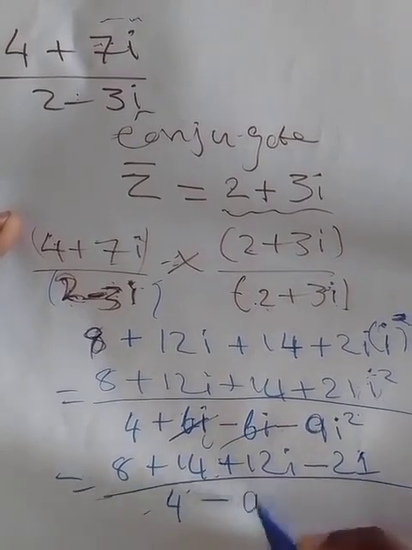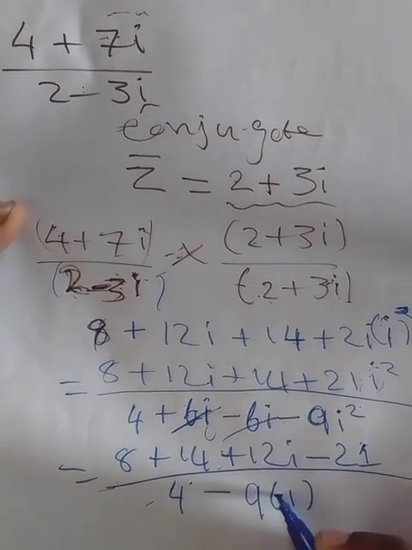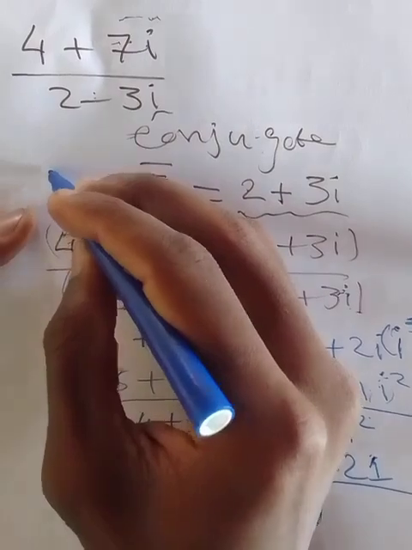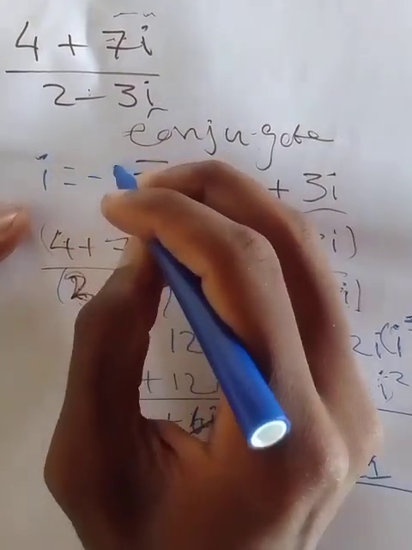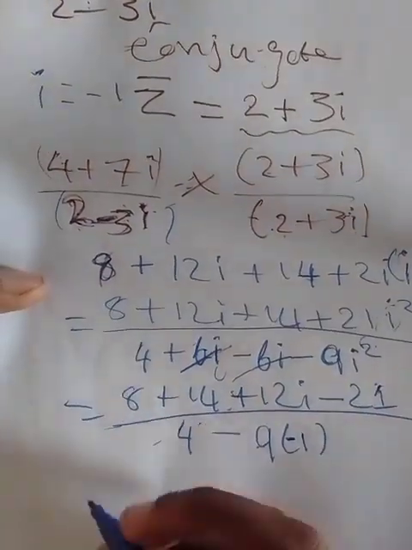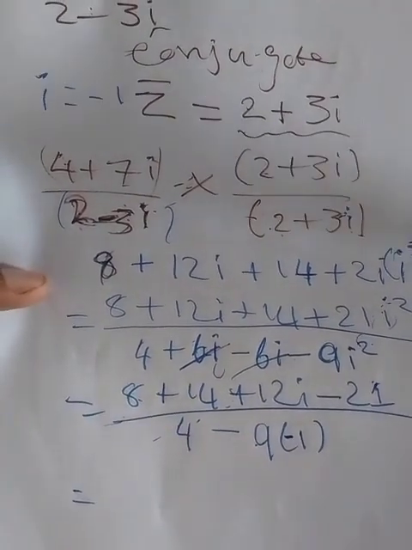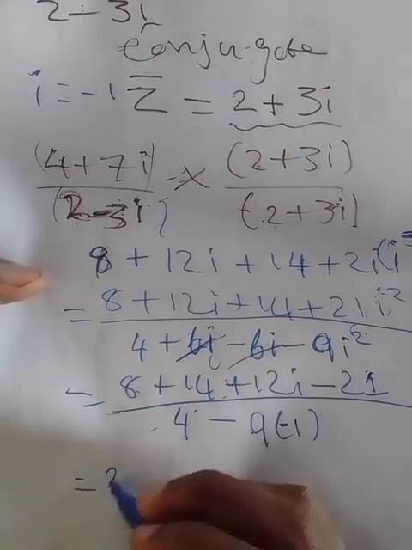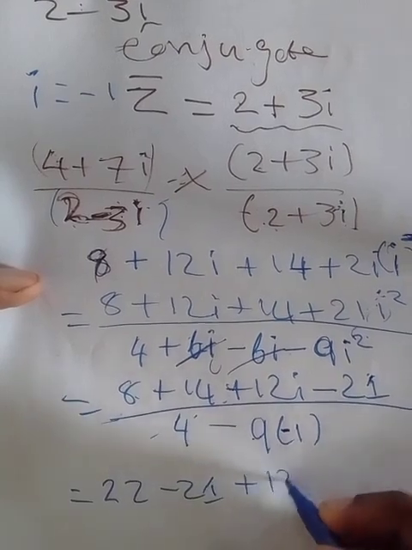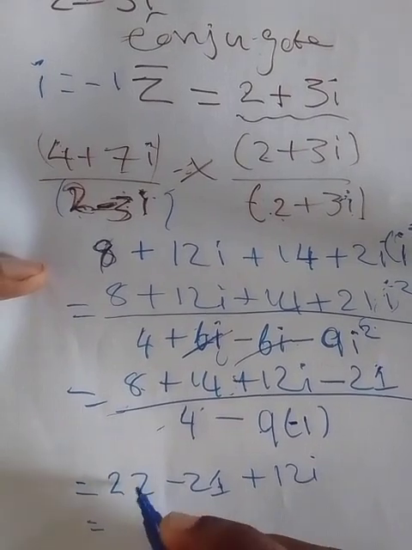As I said, this i squared is replaced with the negative 1. Always remember that identity, very important. Okay, so now let's proceed with evaluating. When you add 8 plus 14, you're going to get 22 minus 21 plus 12i. Let me simplify that further. 22 minus 21 would be 1 plus 12i.